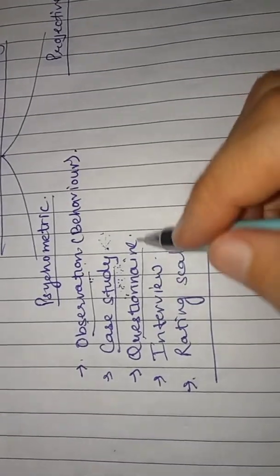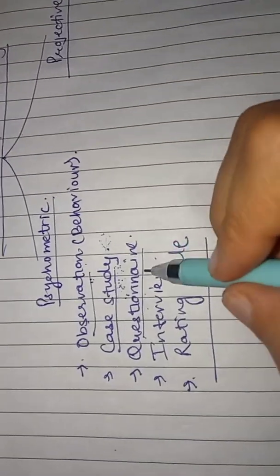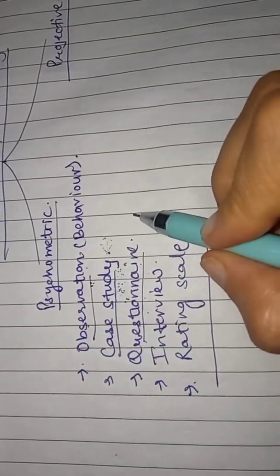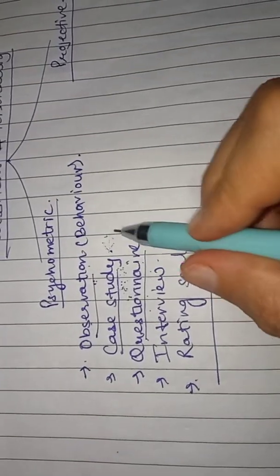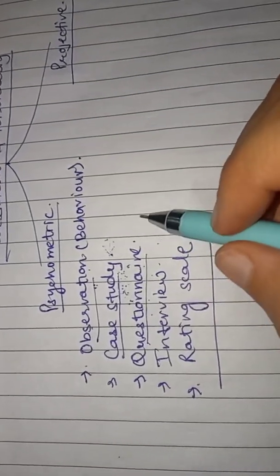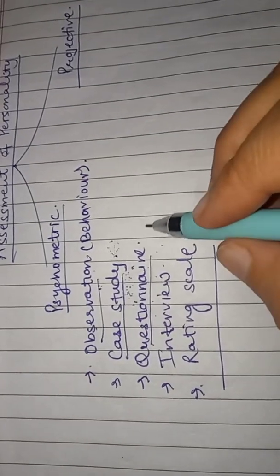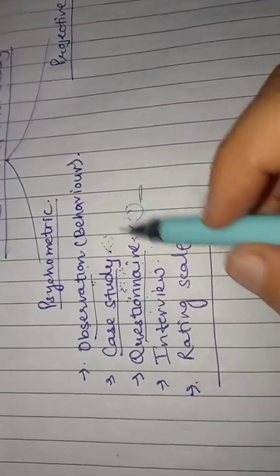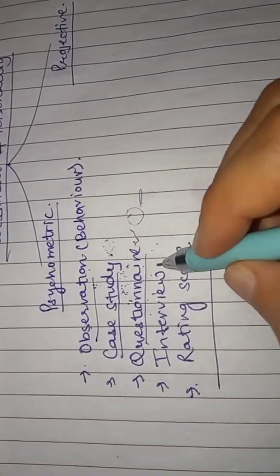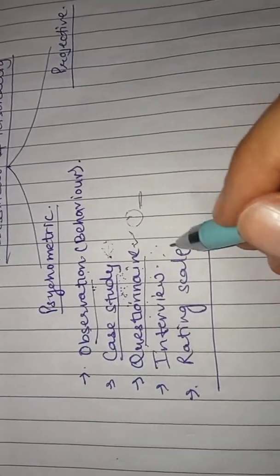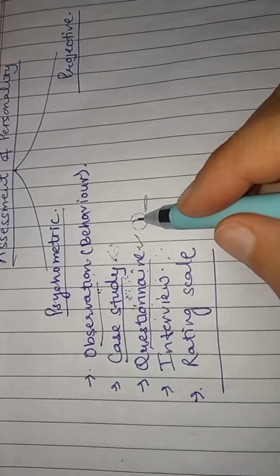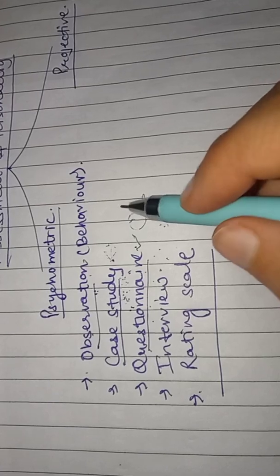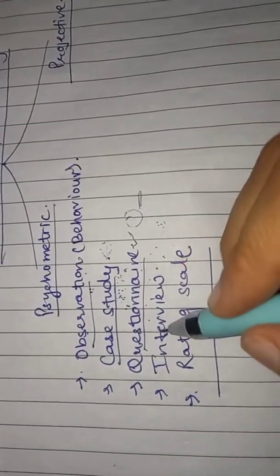Then the next is the questionnaire method. In the questionnaire method, there will be a list of questions, and the psychologist is going to give the list of questions to the subject, and the subject is supposed to answer all the questions. The answer may be in yes, no form, or agree, disagree. He is supposed to tick, circle, or underline the answers. When he is done, he is going to submit the answer sheet to the psychologist, and the psychologist is going to do the analysis and tell the client that you have this kind of personality.